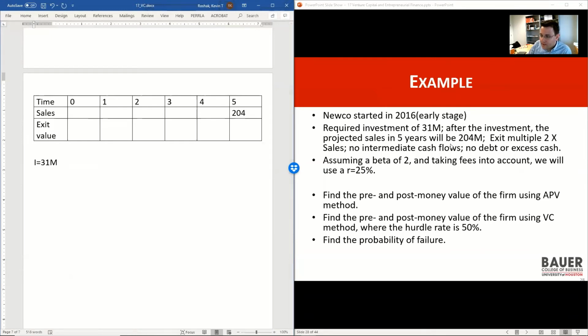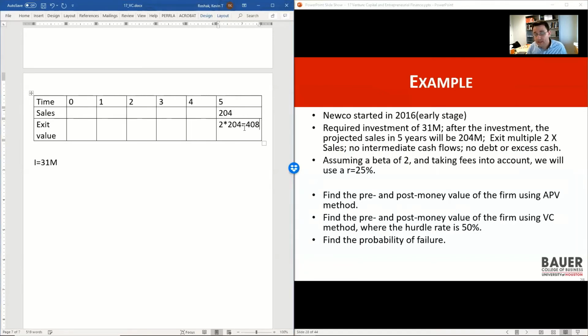After they make this investment, they're projecting sales at year 5 will be 204. Remember, the VC doesn't care about any intermediate cash flows, they just care about exit. So we're only forecasting that one sales figure. They're going to use an exit multiple of 2 times sales, so the exit value of this company is 2 times 204, which is 408. That's our terminal value. That's what it's going to be worth when the VC sells their stake.